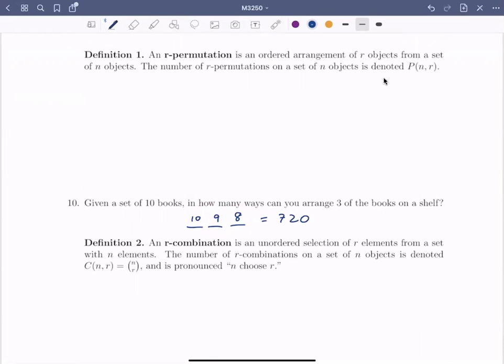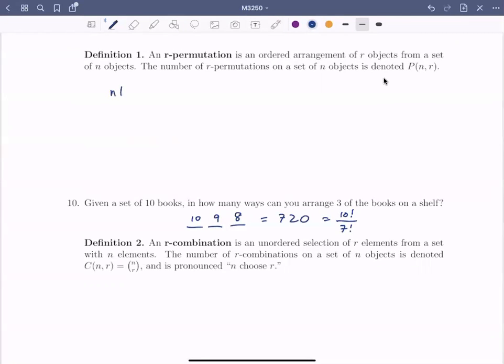This is 10 factorial divided by 7 factorial. If you think about what 10 factorial is, it's 10 times 9 times 8 times 7 factorial. So you can take 10 factorial divided by 7 factorial, and you'll end up with 10 times 9 times 8, which is 720. In general, the number of r-permutations on a set of n objects is going to be, well, we'll do a similar count.